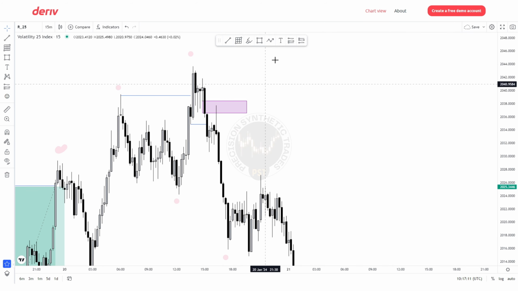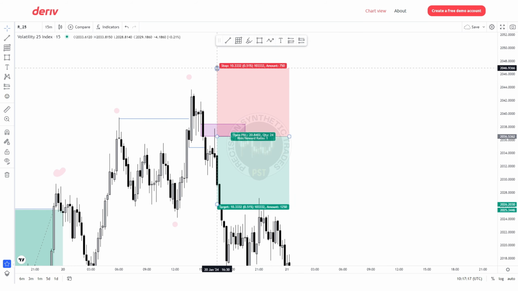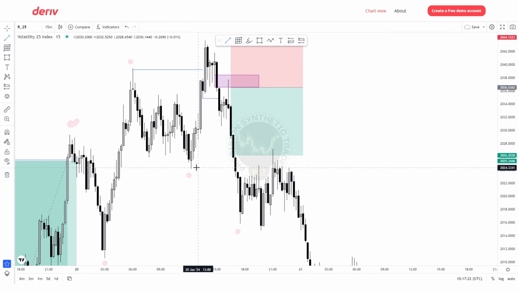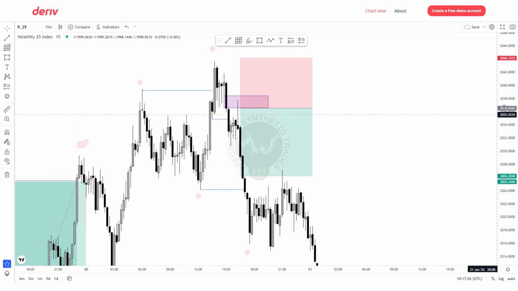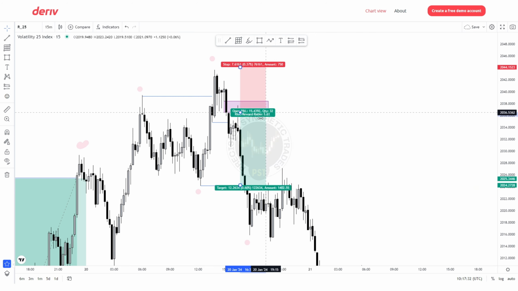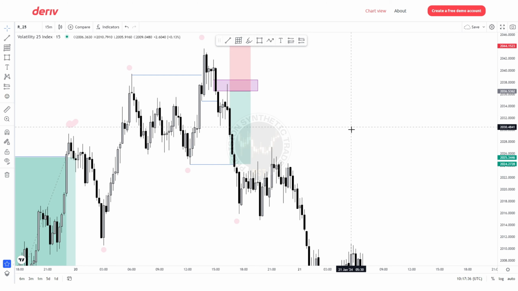There we go. As you can see, price tagged it in if you entered from the fair value gap. Stop loss above that high. And where would my first target be? This low that was created. And that's a nice quick trade. It's a 1 to 6 risk to reward.